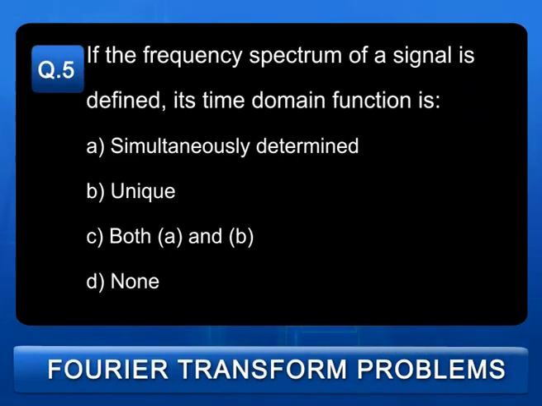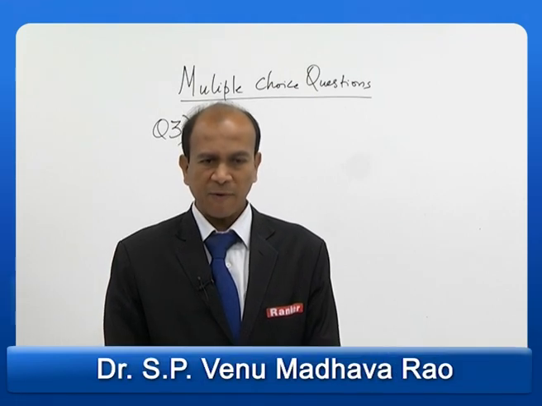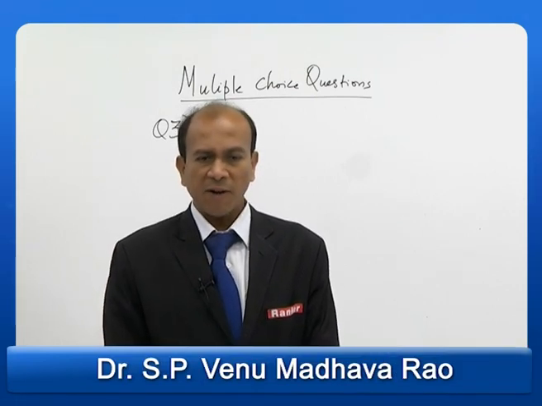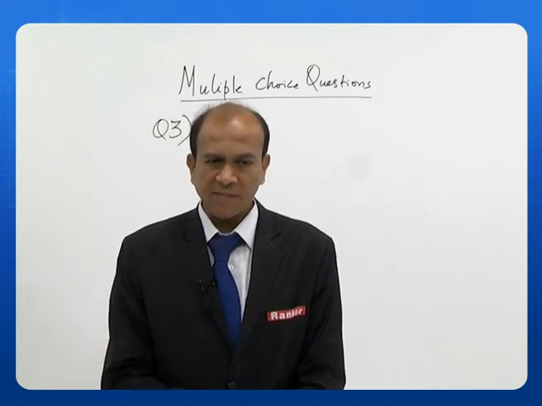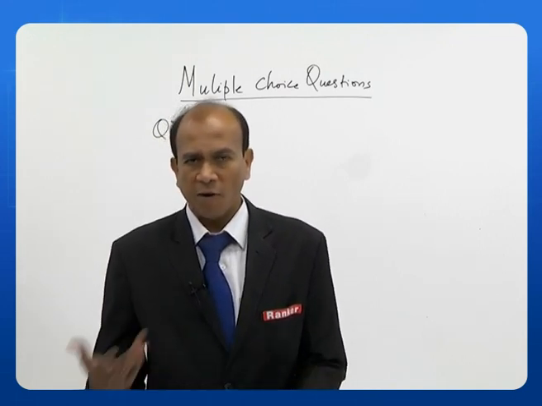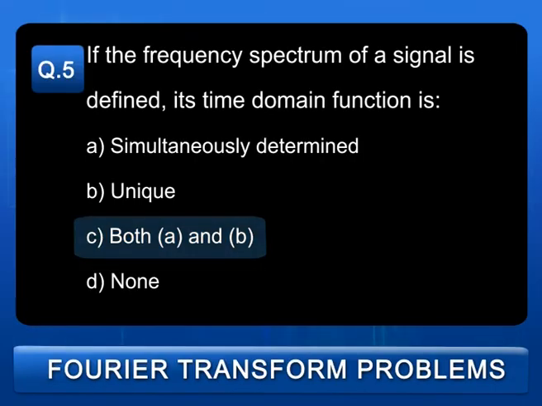If the frequency spectrum of a signal is defined, its time domain function is: A. Simultaneously determined, B. Uniquely determined, C. Both A and B, and D. None. So, what is the answer? I will read the question again. If the frequency spectrum of a signal is defined, its time domain function is simultaneously defined, or it is uniquely defined, or it can be simultaneously and uniquely defined, or it cannot be defined at all. The answer is that it can be simultaneously defined and also uniquely defined.